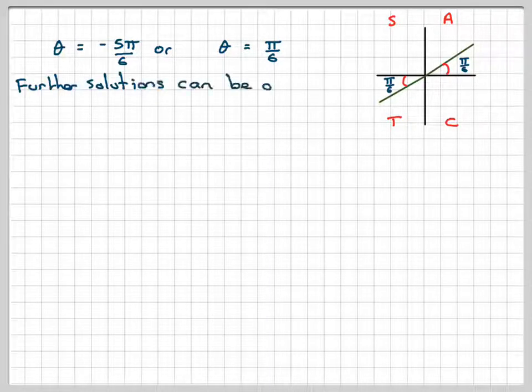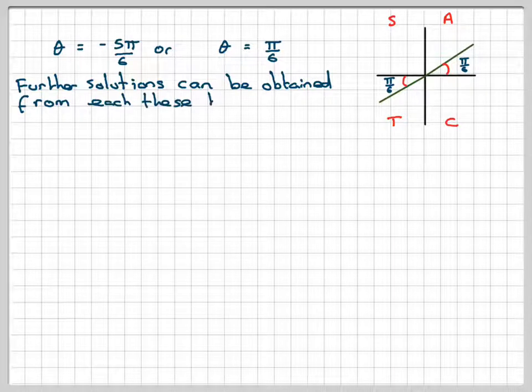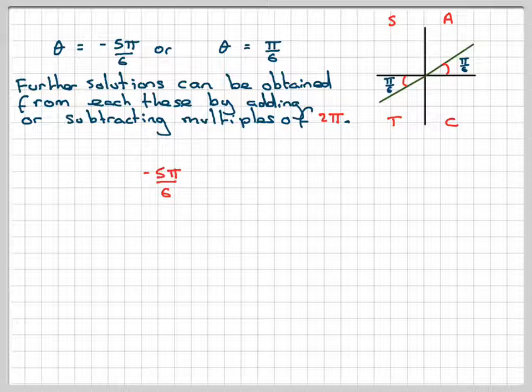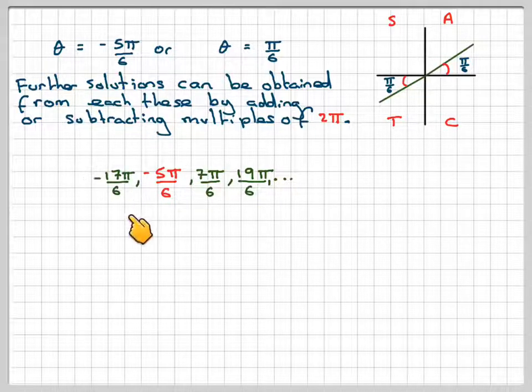Now further solutions can be obtained from each of these by adding 2 pi, because if we keep going around the circle, it's going to repeat itself after 2 pi. Same here, and the same for this one here. And also going back the other way, clockwise and anti-clockwise. So starting with minus 5 pi/6, if we go forward by 2 pi, that's going to give me 7 pi/6, and then adding another 2 pi will give me 19 pi/6. Going backwards will give me minus 17 pi/6, minus 29 pi/6, and so on.